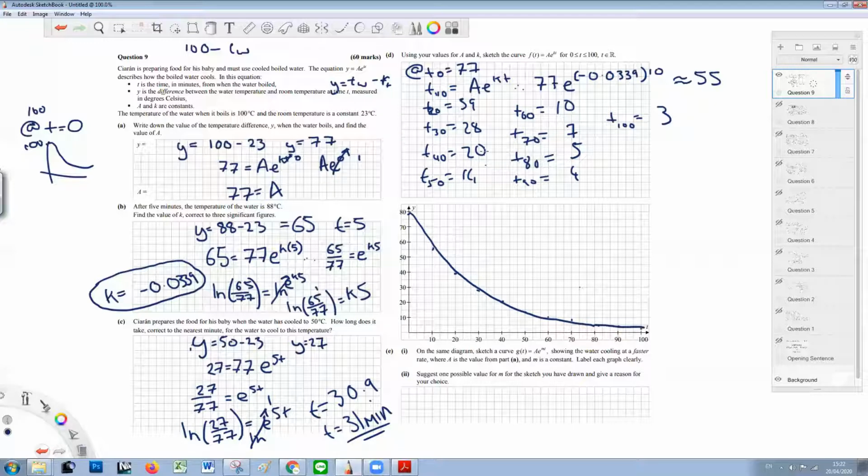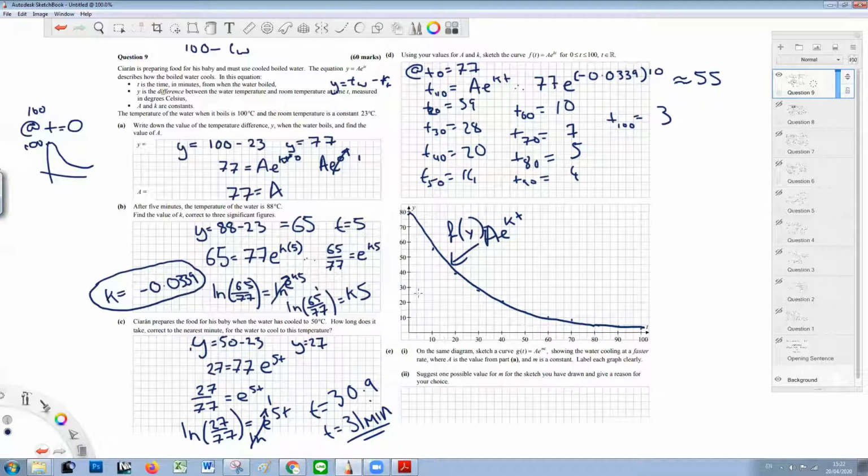So that's that. So using your values A and K, sketch the curve. So that's the curve y = A e^(kt), f of t. And then it says, on the same diagram, sketch a curve y = A e^(mt), showing that the water is cooling at a faster rate.